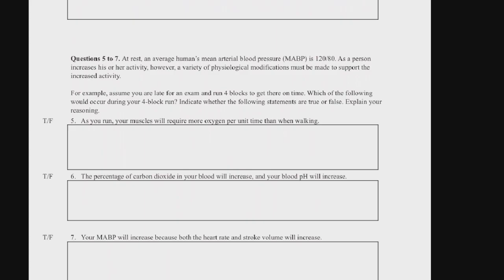As you run, your muscles will require more oxygen per unit time than when walking. So this is true. We will need more ATP, and so oxygen is required for that increased cellular respiration.